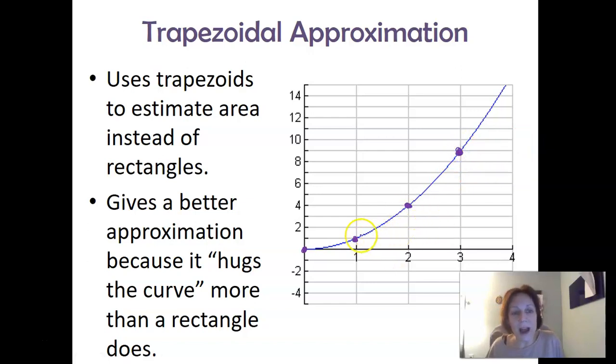When I draw my shapes, though, instead of drawing rectangles and deciding whether I'm going to draw from the left, or start at the right and draw back, or draw from the middle, I'm going to draw a trapezoid, and what I'm going to do is connect the endpoints. So I'm going to go from here to here and create a shape. Then I'm going to go from here to here and create a shape. I'm going to go from here to here and create a shape.